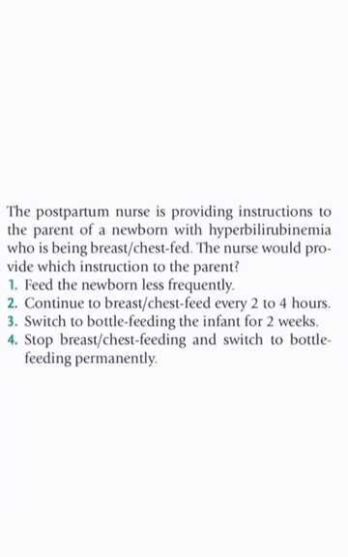Next, we will discuss this question from NCLEX. The postpartum nurse is providing instruction to the parent of a newborn with hyperbilirubinemia who is being breastfed. Which instruction would the nurse provide to the parent? First, feed the newborn less frequently. Less frequently? No, this is the wrong option. Continue to breastfeed every 2 to 4 hours. Yes, this is right. Every 2 to 4 hours, you need to exclusively breastfeed the newborn.